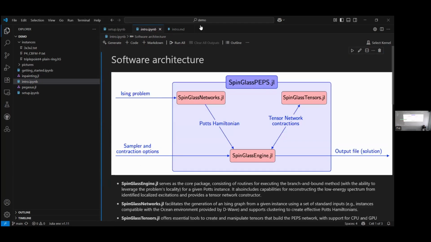Okay. So while everything is installing, I will show you how the package is built. What is the general idea? As I told you before, we have three problems to solve: how to translate the Ising model into a format good for tensor networks, how to perform branch and bound, and how to perform efficient tensor network calculations. And this leads us to designing SpinGlassPEPS as a collection of three different packages: SpinGlass Networks, SpinGlass Engine, and SpinGlass Tensors. And each of them has its own role to perform.